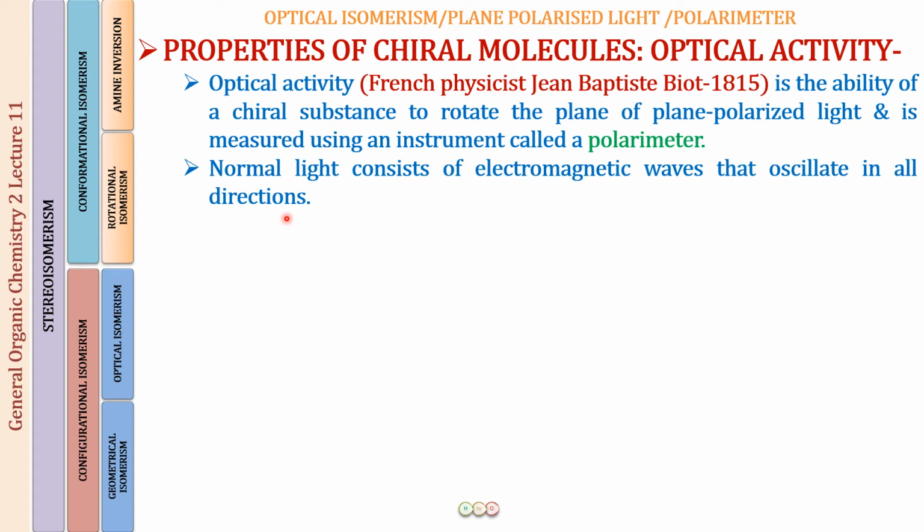So I hope you all remember while we were studying atomic structure, we said that light is an electromagnetic radiation. So light consists of electromagnetic waves. It does not need a medium to travel. It can travel in vacuum and it travels like an electromagnetic wave.